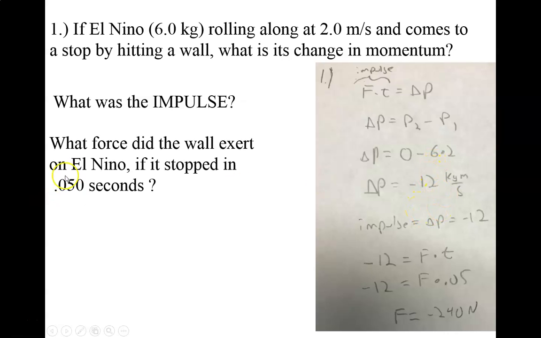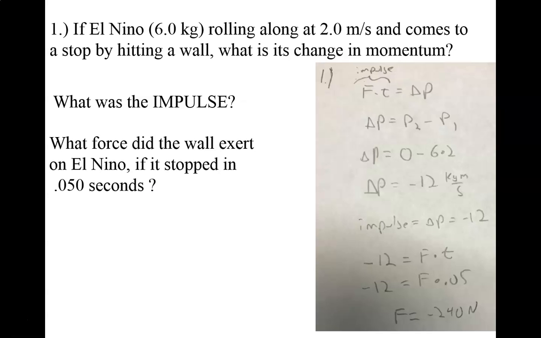And the next question is, what force did the wall exert on El Nino? El Nino is my bowling ball, by the way. I don't make a habit of naming all my inanimate objects, but El Nino came pre-named, so I just roll with it. Yeah, that was pretty bad.